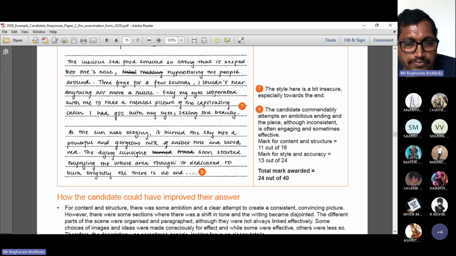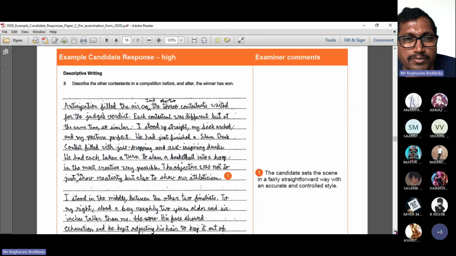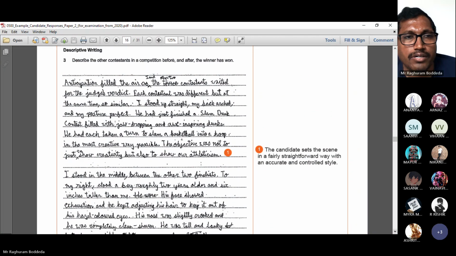Anybody have any questions? No questions? Then let me project the higher band now. Okay, this is a higher band with a different question. This descriptive writing describes the other contestants in a competition before and after the winner has won. This is the situation they have given. You have no other clues. You need to develop your descriptive writing here.